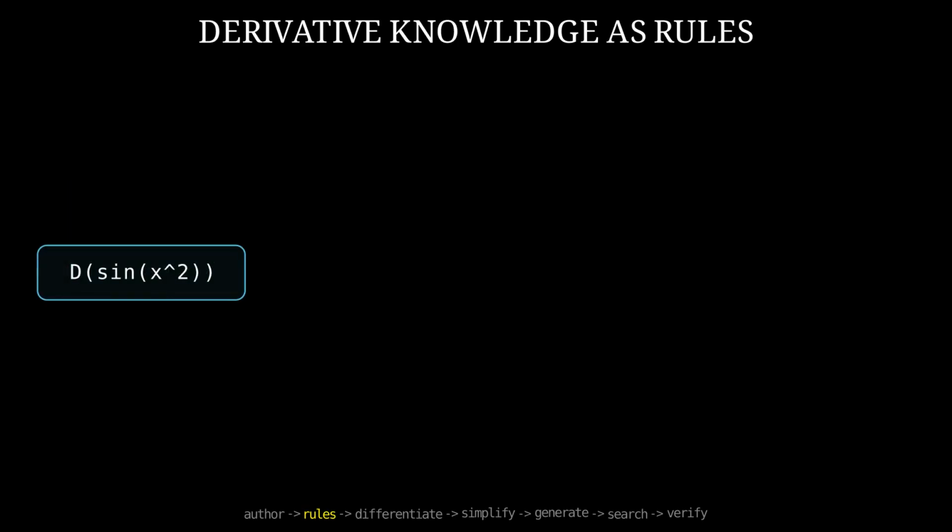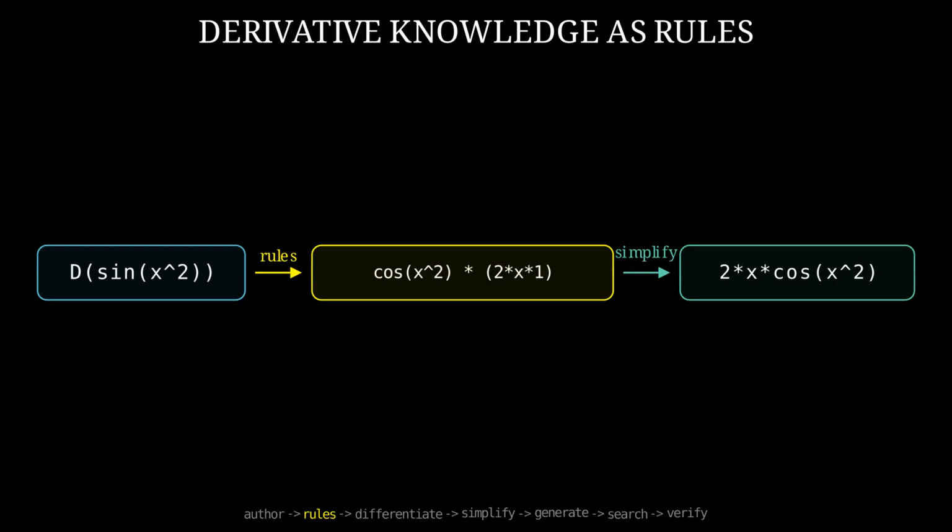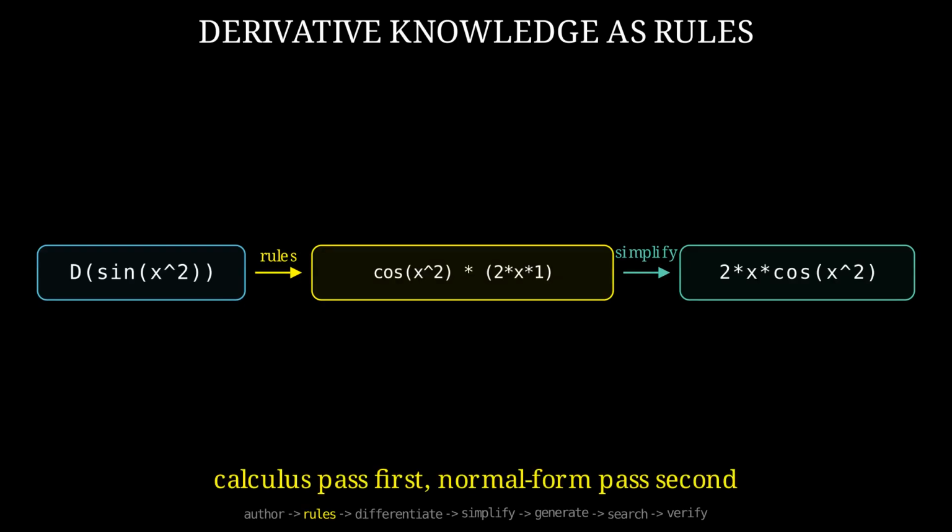Each pattern matches a derivative node. Its replacement is another symbolic expression, often containing smaller derivative nodes. The rewriter keeps expanding until no derivative operator remains. Then the simplifier runs as a separate pass. Separation matters. Derivative rules encode calculus, while simplification rules encode normal form.